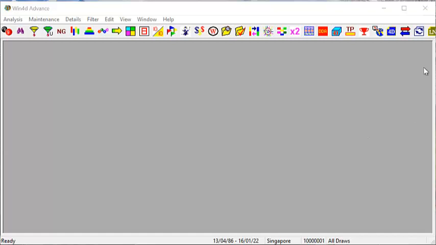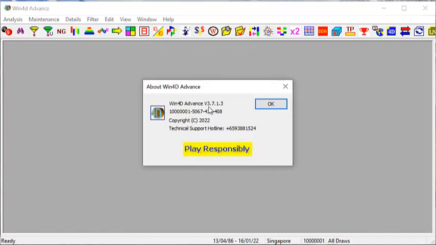Now if you already bought the software, click on the word Help, then About Win4D Advance. You can see the latest Win4D Advance version number is 3.7.1.3. Take note: if yours is the same as mine, congratulations, it's definitely the latest version. If you did not see this version number, then there's a likelihood it's an old version. If that's the case, think about it: why would Xambrick work so hard to develop a new version? We have only one mission in mind, and that's to give you a better winning chance. If that's exactly what you need and want, remember, upgrade is the right choice.